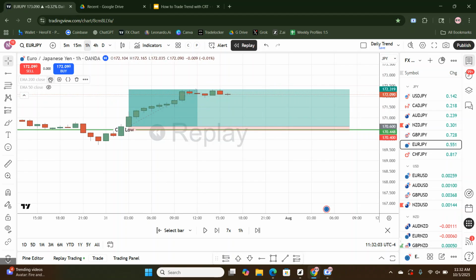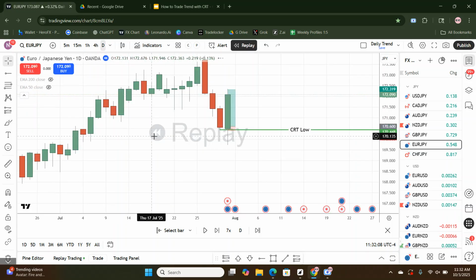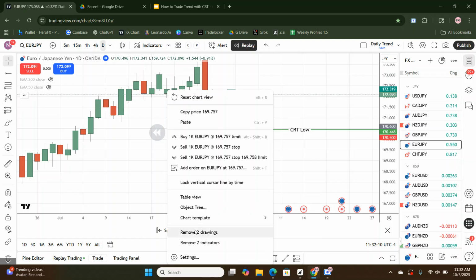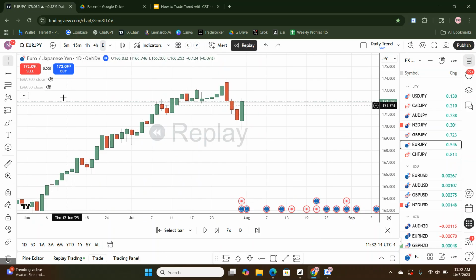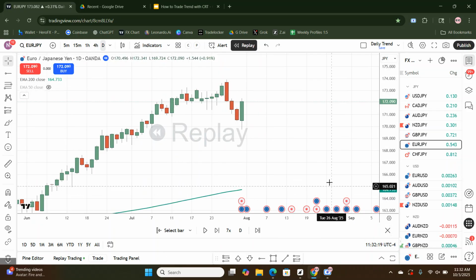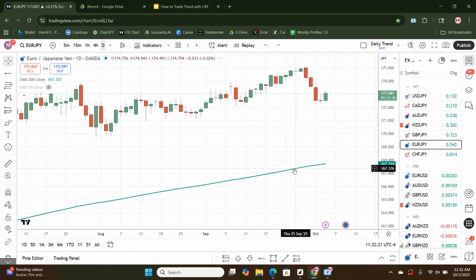So let me close this. Let me see if I can find a short example on a different pair. Remove that. And then we'll go to our next baseline. Let me bring this back up. That's the 50. Let me exit out of the replay. I'll try to find like a long and short on each one.